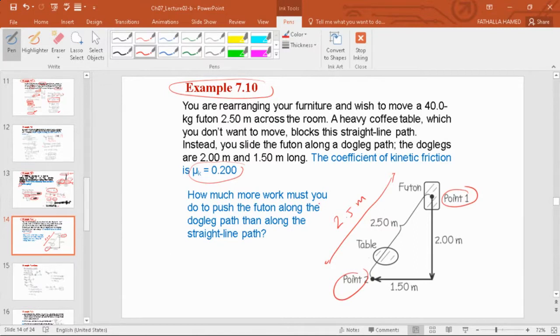Now they ask you how much work you must do to push the photon along the dogleg path, then along the straight line path. So if the coffee table is not here and you go this way, how much work should you do? But now you're going along this way, how much work do you do? And probably you will do more work. We want to know the difference.